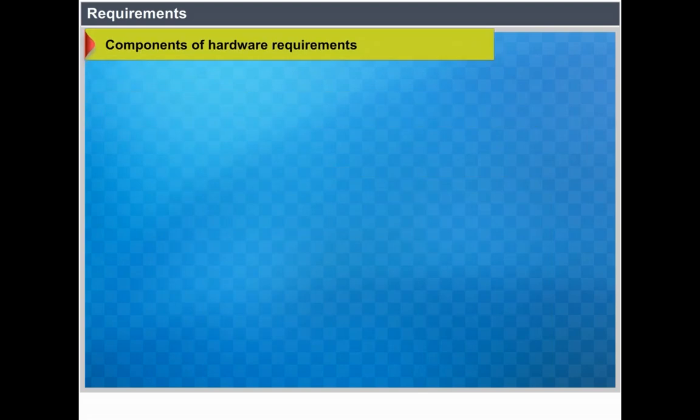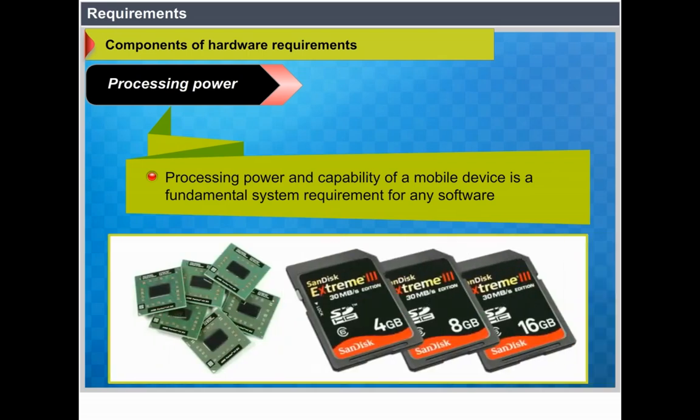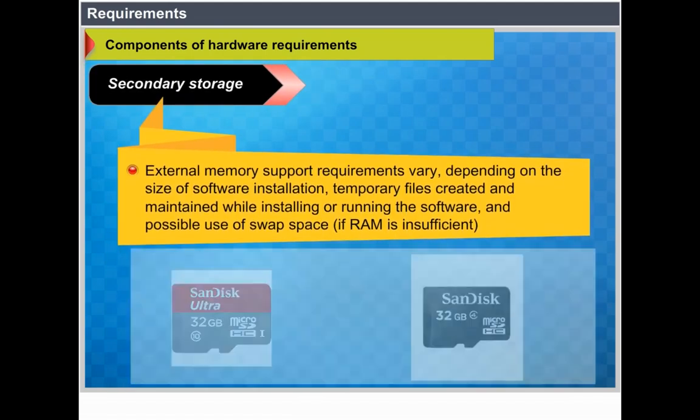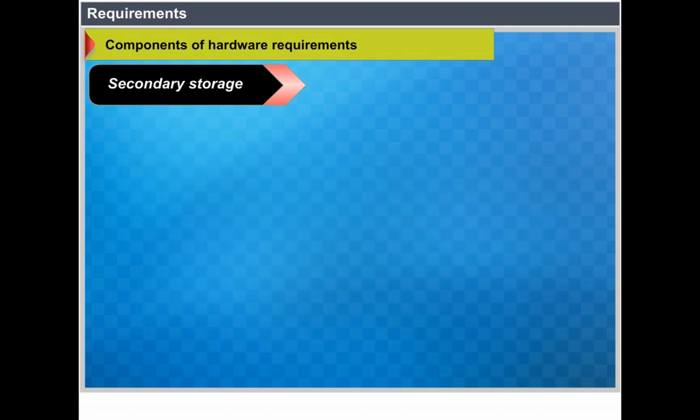Various aspects of hardware requirements. Processing power: processing power and capability of a mobile device is a fundamental system requirement for any software. Secondary storage: external memory support requirements vary depending on the size of software installation, temporary files created and maintained while installing or running the software, and possible use of swap space if RAM is insufficient.